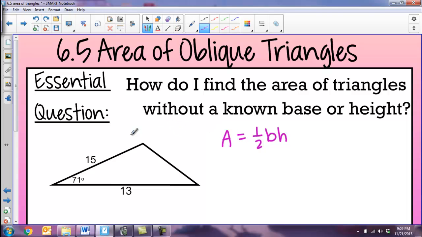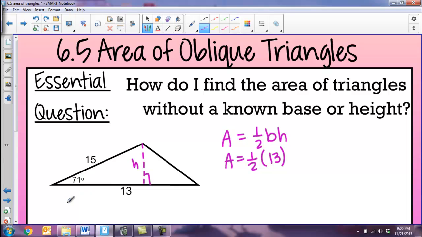So if I'm looking at a triangle that looks something like this, that has one side of 15, one side of 13, we'll call that the base, and then an angle of 71, what I would need to know here is I would need to drop an altitude down, and I would need to find this last side. Okay, and so I'm going to call that the height. So if I needed to find this area, I already know the base, so I would know that the area is 1/2 times 13, and now I'm looking for the height, and we can use a little bit of trig here in order to find that.